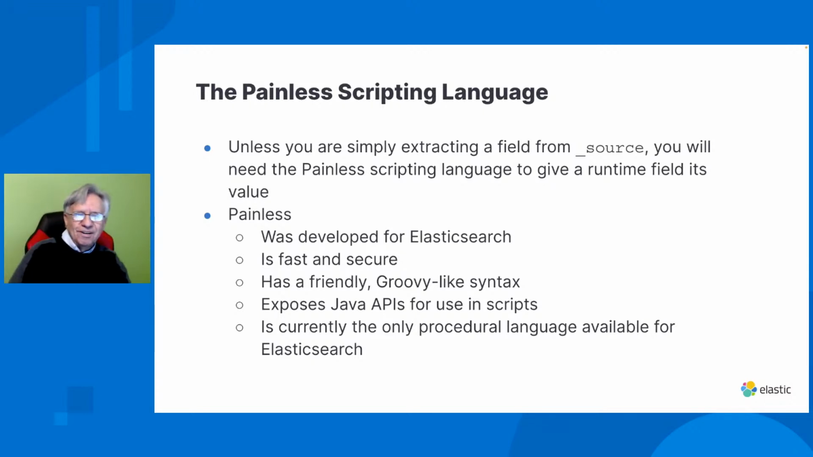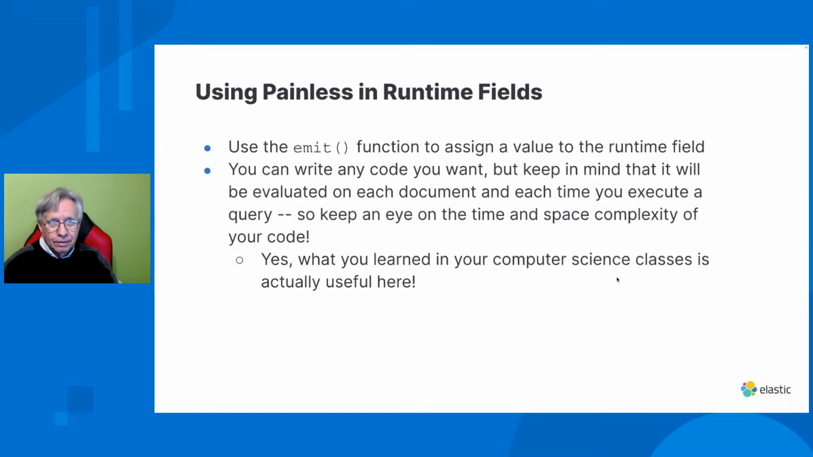So whether you like it or not, that's the only procedural language you will have available. So if you want to do runtime fields, there really is no choice. You have to use it. Now, how do you use it? Well, when you declare a runtime field in the two ways that I talked about and that I'm going to demonstrate, you are going to use the emit function to assign a value to the field. This is like a return statement in a normal function. For a runtime field, one difference is that we need to use emit. Yeah, minor difference. Now you can write any code you want, right?